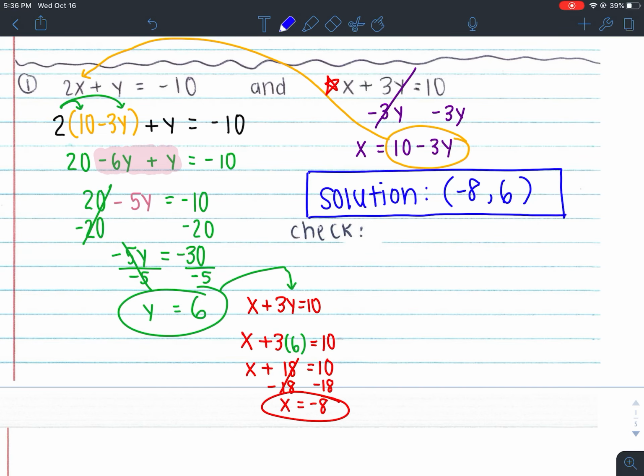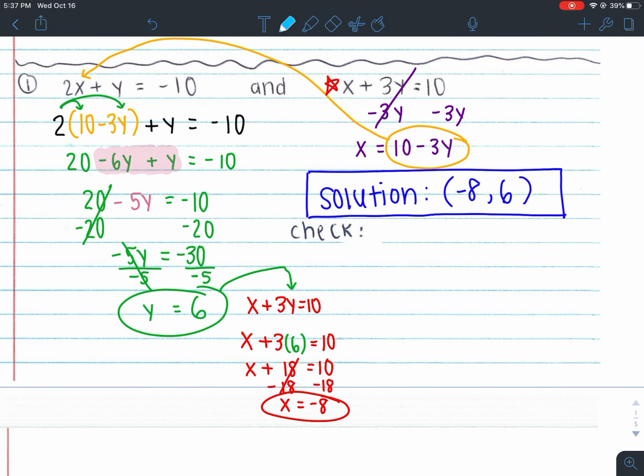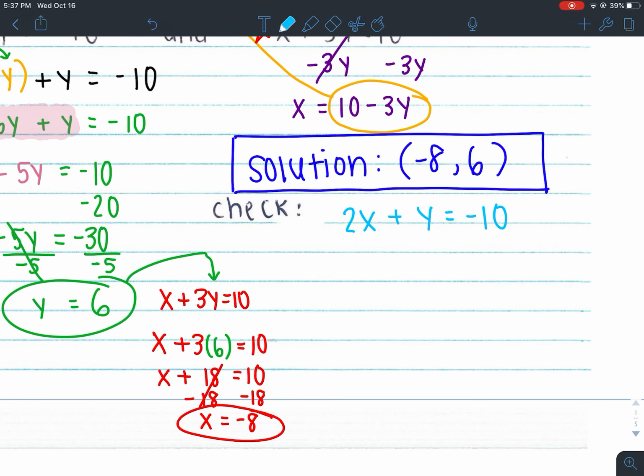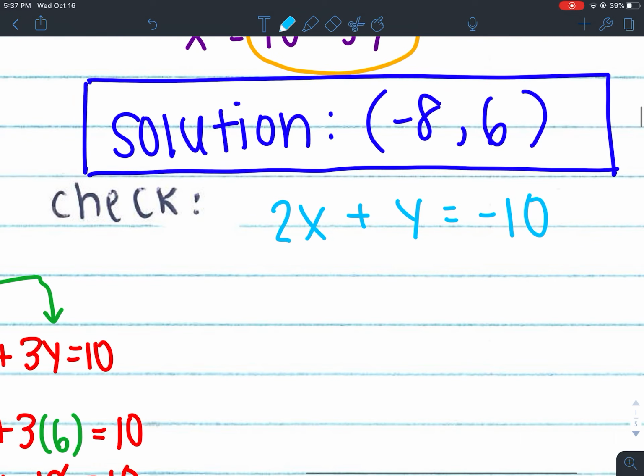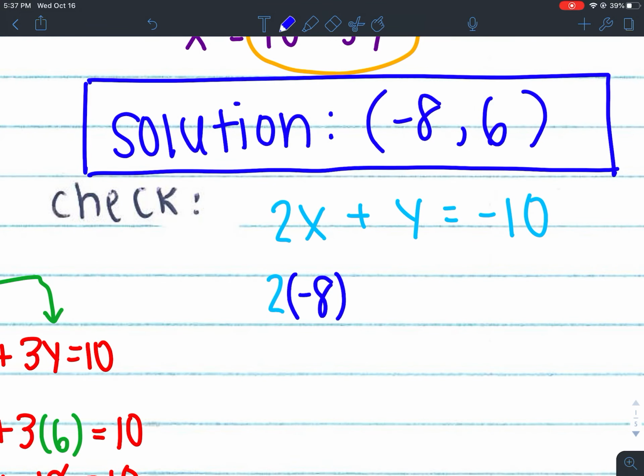Okay? Now, how would I check this mathematically? The way you can check this is you pick one of your equations. It doesn't matter which equation you pick. I'm going to go ahead and pick 2x plus y equals negative 10. But again, it doesn't really matter. And then you're going to plug that point in for those x and y values. So you have 2 times whatever your x value was, which was negative 8, plus whatever your y value was, which is 6, equals negative 10.